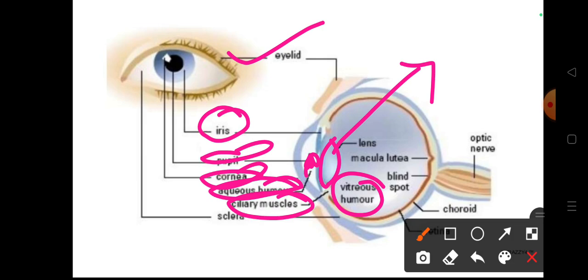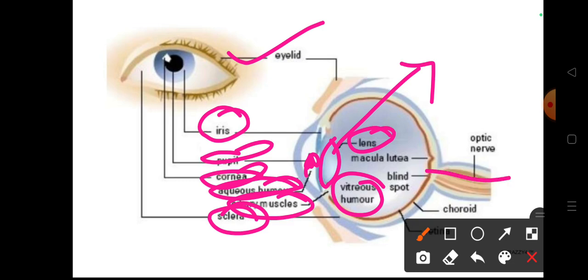Then the protective layer of our eyes, the transparent layer, is called the sclera. Okay, and I already told you, lens, convex lens. Then macula lutea, it's also called the fovea. Okay, it is the visible place in our eyes.